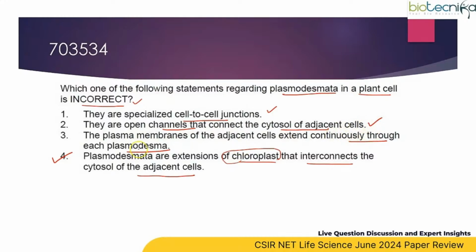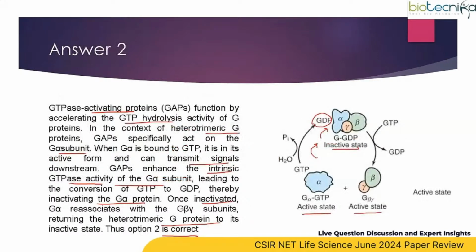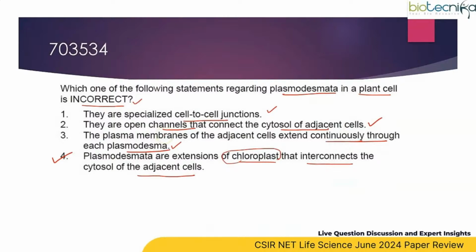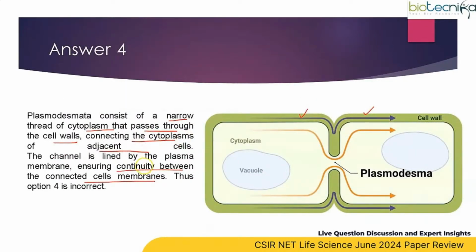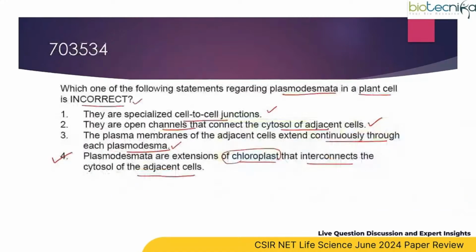This is also correct. The plasma membranes of adjacent cells extend continuously through each plasmodesma. So this is again correct over here. Okay, so the channel is lined by the plasma membrane, ensuring continuity between the connected cell membranes. So option 3 is also correct. So what is not correct over here is option 4.